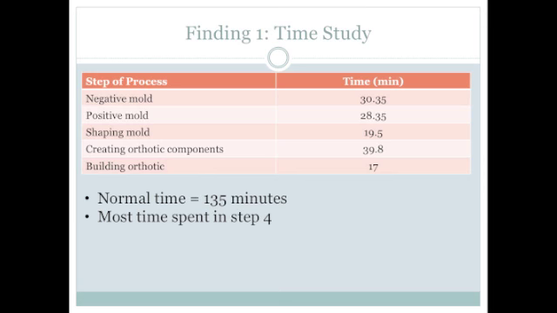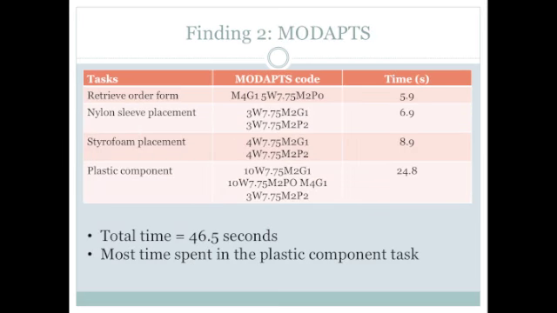From our time study analysis, we found the normal time to be 135 minutes. Our time study indicated that Step 4 takes the longest amount of time. Due to the multiple subtasks included within Step 4, we also performed a time study analysis on each subtask. Following this, we performed a MODAPTS analysis to find where time could be eliminated. Here you can see Part 4 of the process broken down into MODAPTS codes and their respective times in seconds. The MODAPTS analysis predicted it takes about 46.5 seconds excluding the wait times.